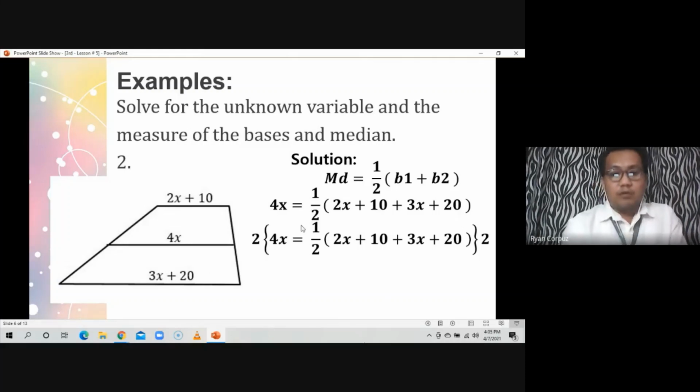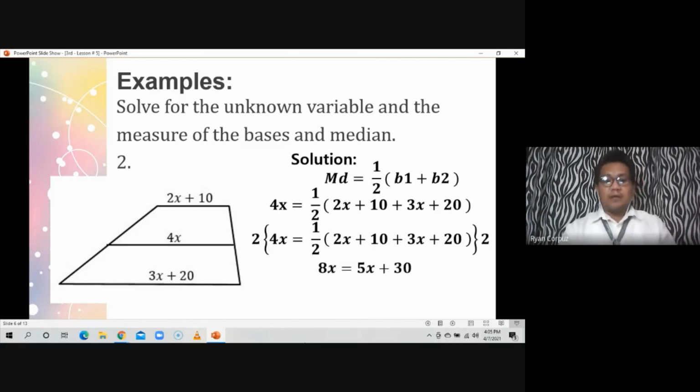So, by doing that, magkakaroon tayo ng 2 times 4x, that would be 8x. Then cancel na to, yung 2, matitira lang itong nasa loob na to. So pag ginawa natin yan, magiging ganito. Sabay na natin sinimplify yung nasa loob. Since mariremove na natin yung denominator na 2 here, let's try to simplify it right away. 2x plus 3x, that would be 5x, then 10 plus 20, that would be 30. So magiging 8x na lang is equal to 5x plus 30.